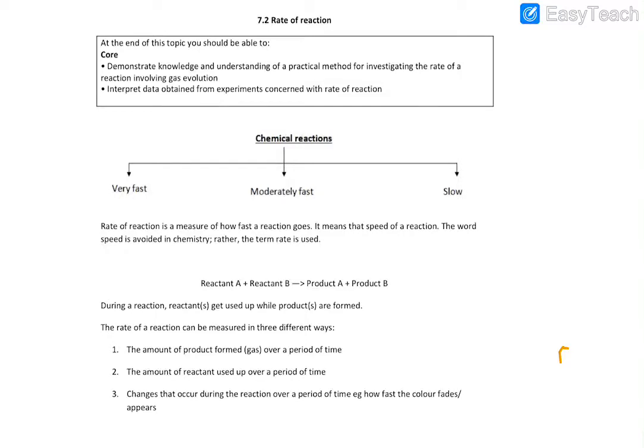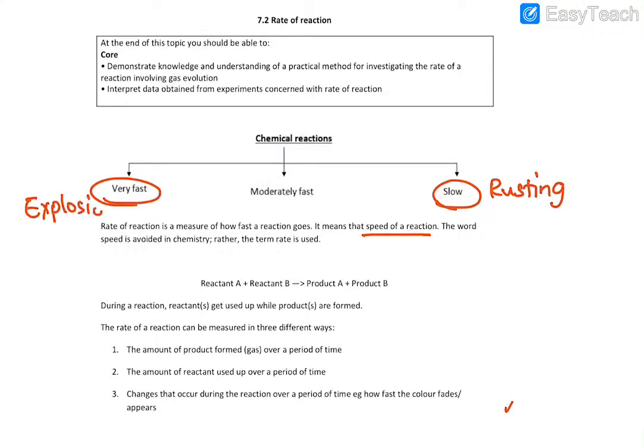Hi everyone, so in this video we're going to be looking at the rate of a reaction. Now rate basically means speed of a reaction, and speed is going to be looking at how fast the reaction is taking place. So a reaction can be very slow, for example rusting, which can take place over years. Or you can have very fast reactions, for example explosions. And you can have moderately fast reactions, for example, acid-base reactions.